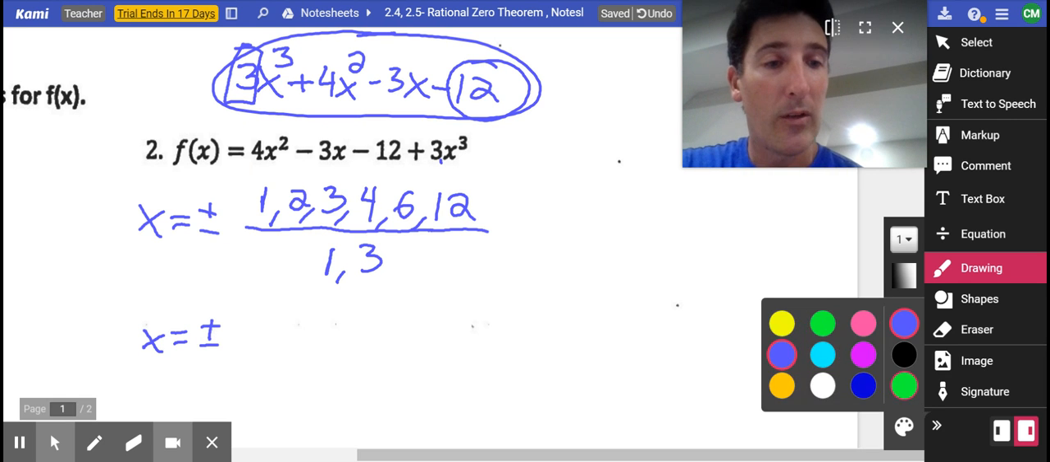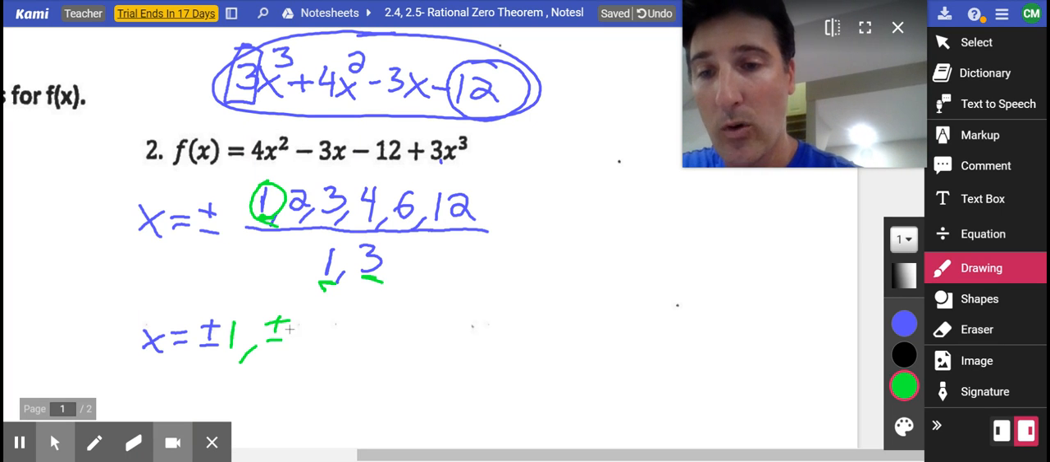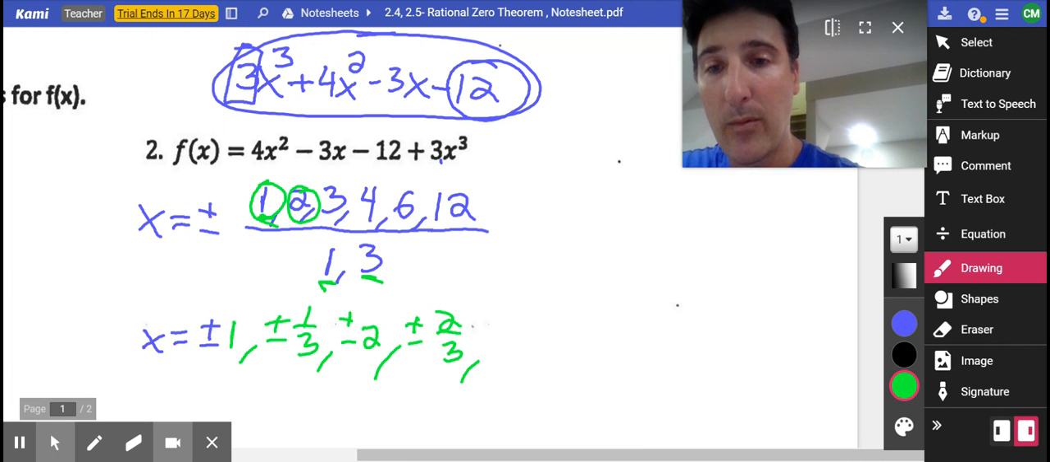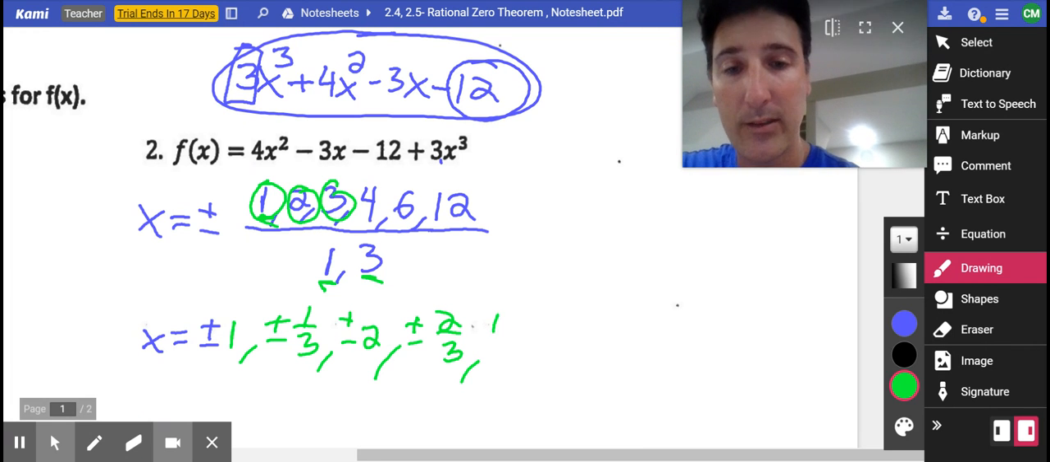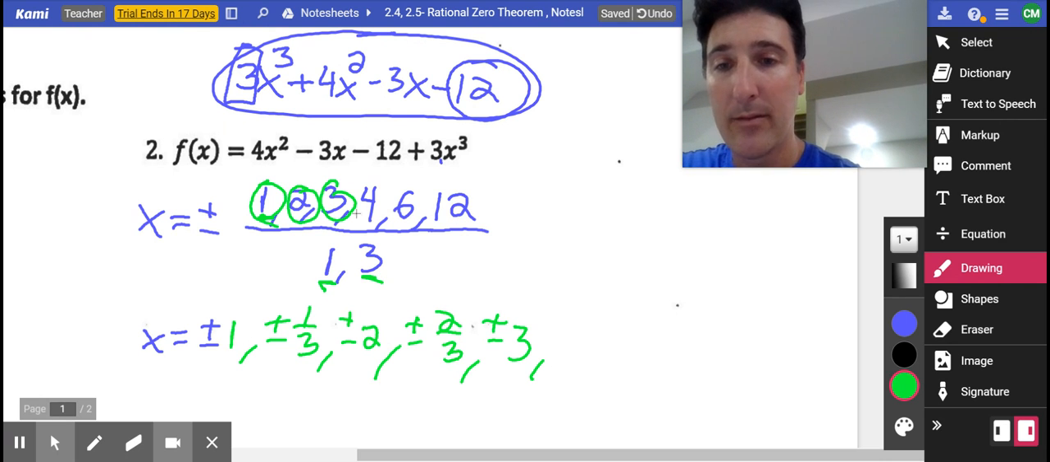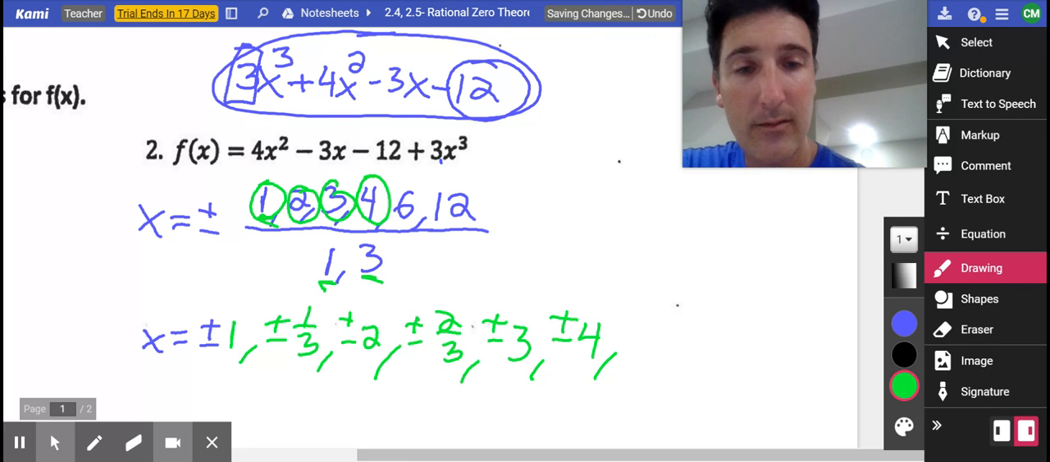All right, so let's use the green. So if I take the 1 over 1, that's 1, and then 1 over 3 is just 1/3, so it's plus or minus 1/3. Then we'll take the 2 over 1 is plus or minus 2. 2 over 3 is plus or minus 2/3. Then we do the 3. 3 over 1 is plus or minus 3. 3 over 3 is 1, which we already have. Okay, so then we do 4. 4 over 1, it's not on the list yet, so it's just plus or minus 4. 4 over 3, so we have plus or minus 4/3.